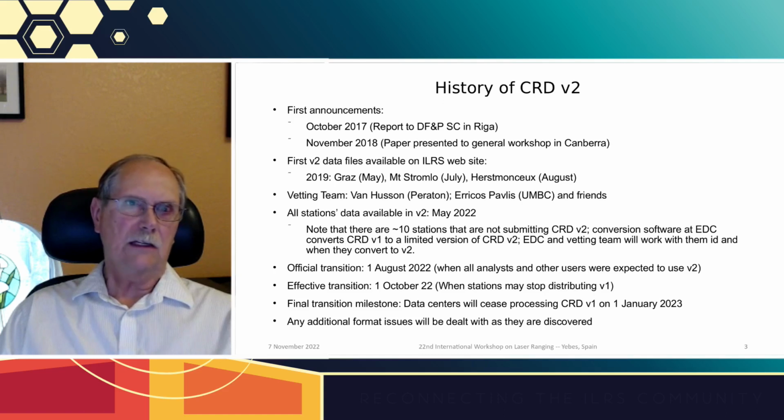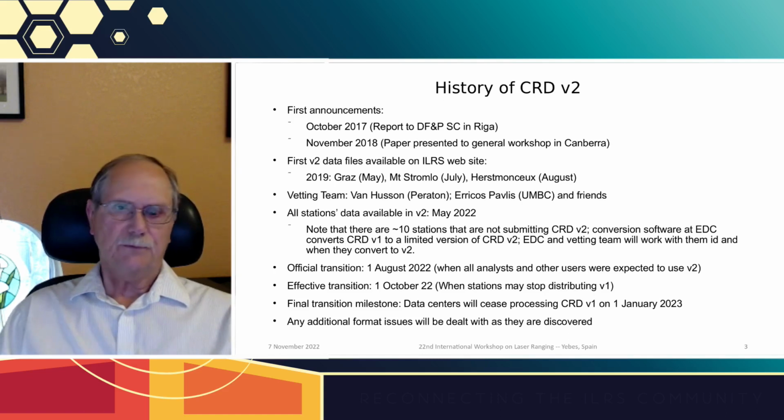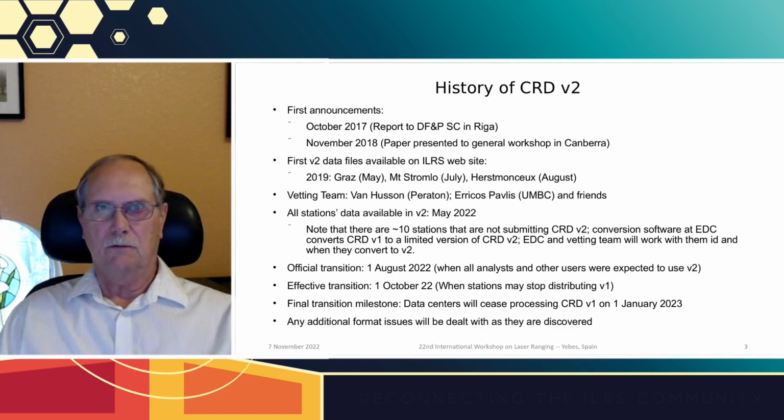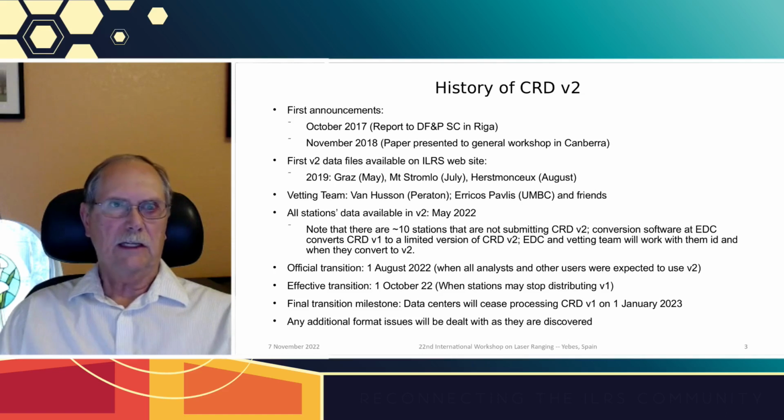The stations could use that EDC software online to test their files to make sure that they actually met the format. And what Van did is making sure that if field A was filled in as a certain value and field B was filled in with some value, were those compatible? In other words, it did relationship checks that the software didn't.